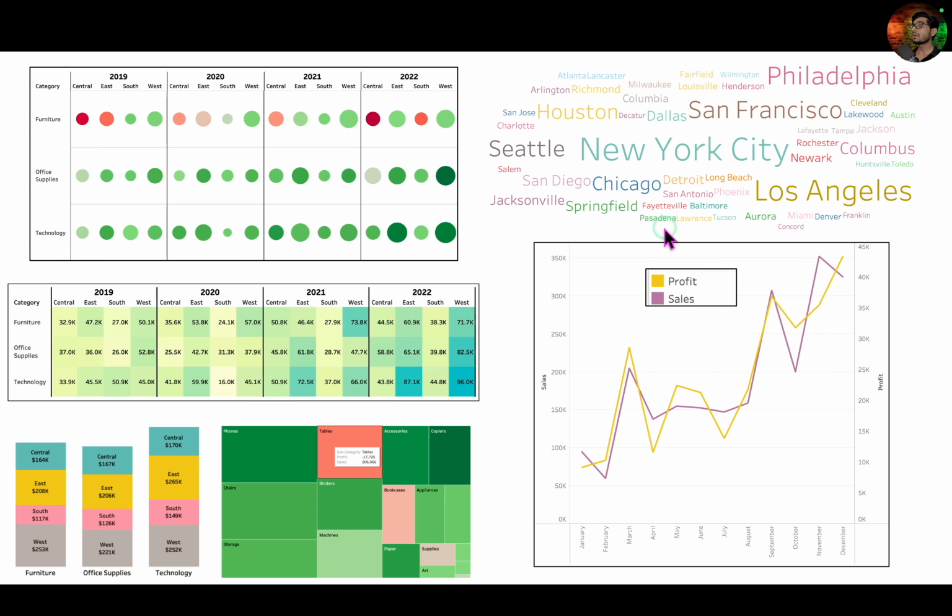We created a word cloud visualization of city labels in our dataset using text size and color to indicate frequency. It was engaging and instantly communicative, which is a great addition to any dashboard.